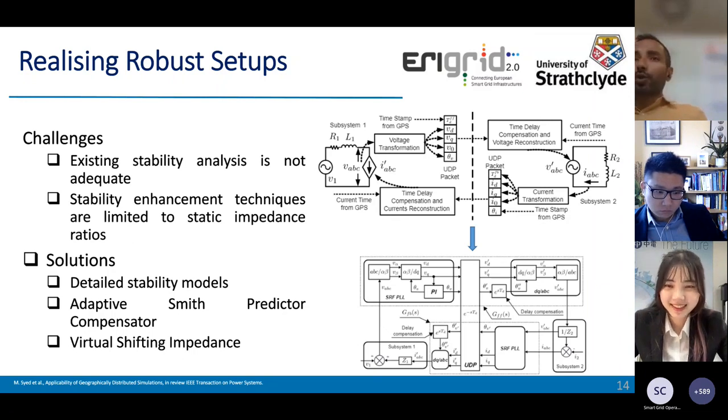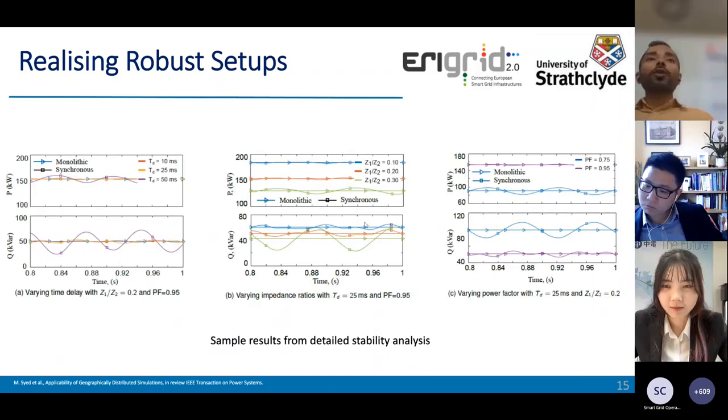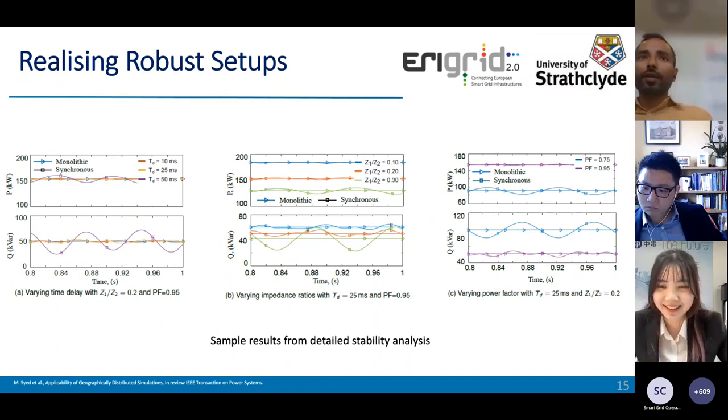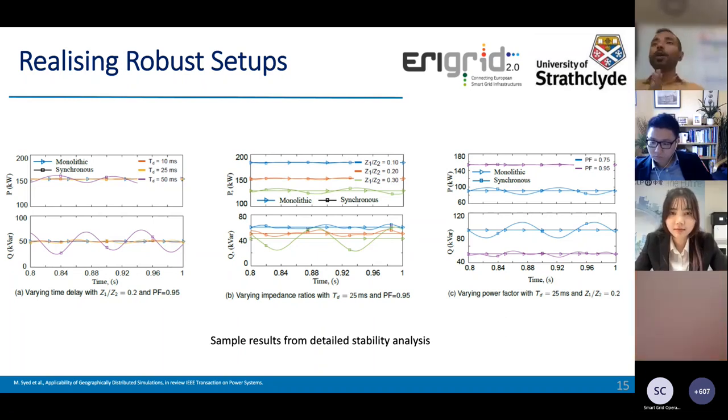We are working on two approaches. One is the virtual shifting impedance, and the other one is the adaptive Smith predictor. These approaches allow us to maintain a stable setup over a varying range of impedance ratios. These are just a few examples of the detailed stability assessments that we've undertaken. We've undertaken stability assessment with varying time delay, with varying impedance ratios, and with varying power factors.